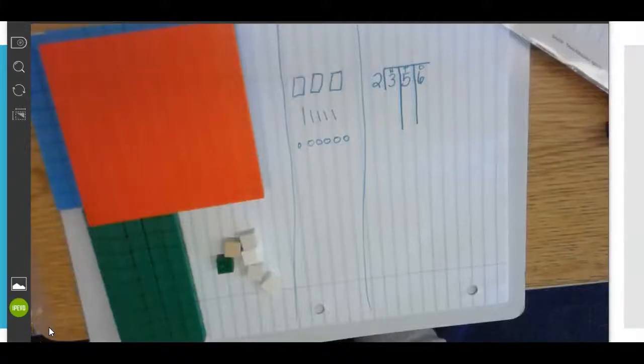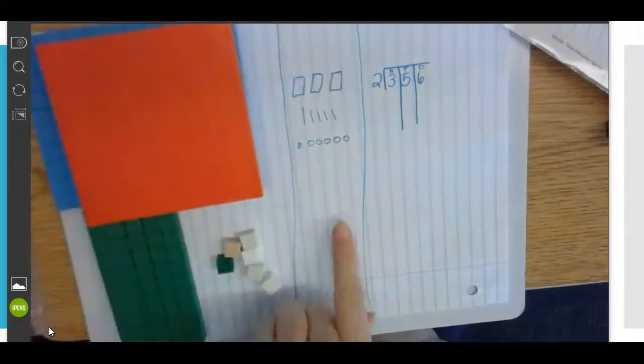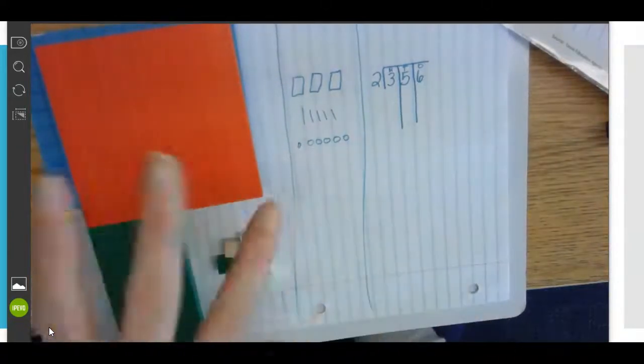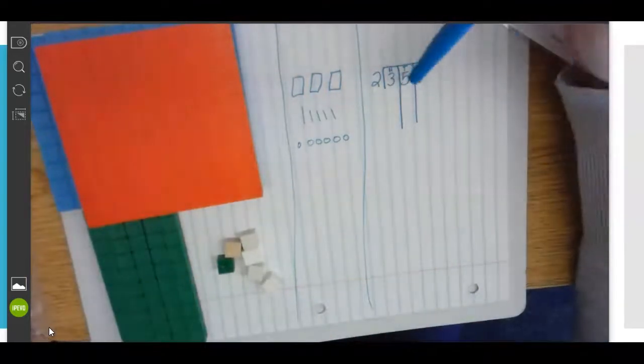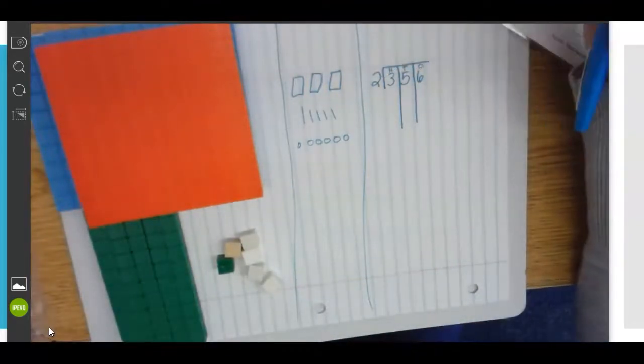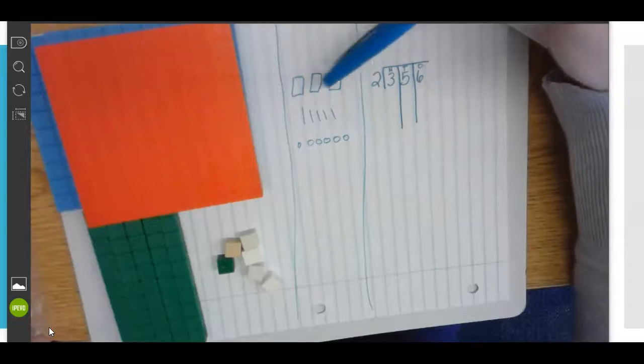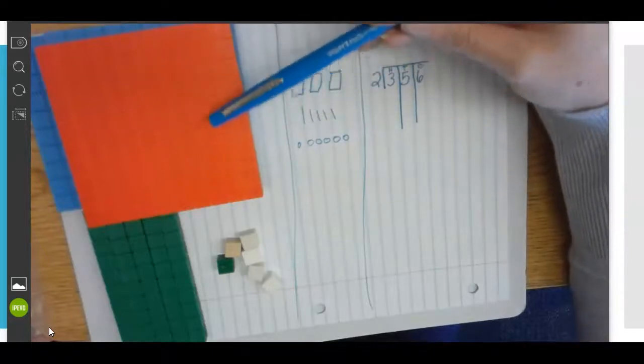Okay, so I have this problem. I have my base 10 blocks, I have a drawing, and I have the numbers, and I'm going to relate these all together. But this is the problem I'm doing, 356 divided by 2. I'm going to show you how the algorithm relates to the drawing, which goes back to the base 10 blocks.